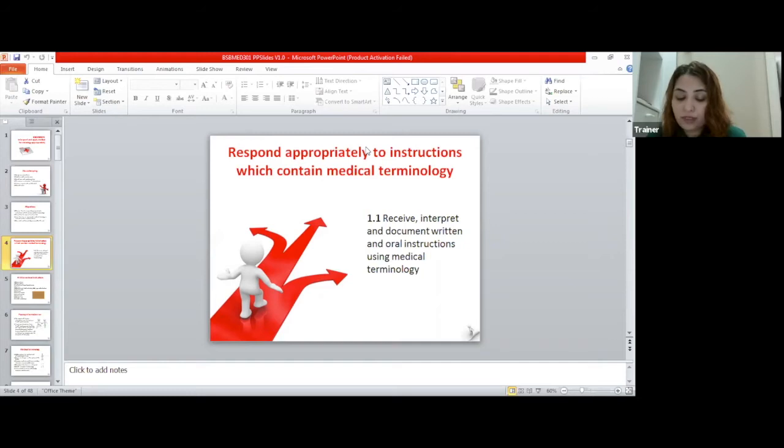Now, if you're working in the cardiac ward, you will hear this word CABG. And in healthy body systems, we've talked about this already. Coronary artery bypass graft. Do you remember that? Coronary artery bypass graft.